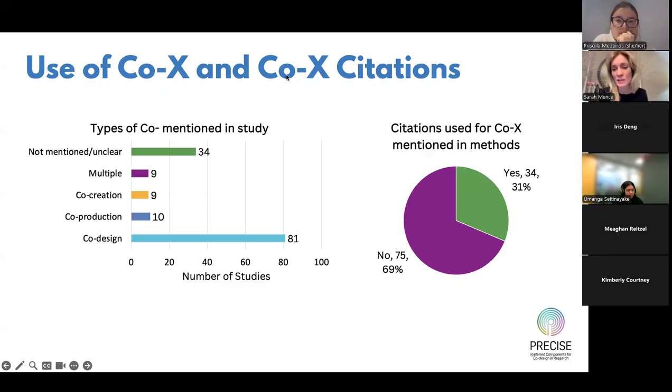We were also interested in whether a specific citation was used, and we found that in almost 70% of the studies, no specific citation was used. So that's important if we want to have an understanding of where authors are coming from in terms of their co-design approach.